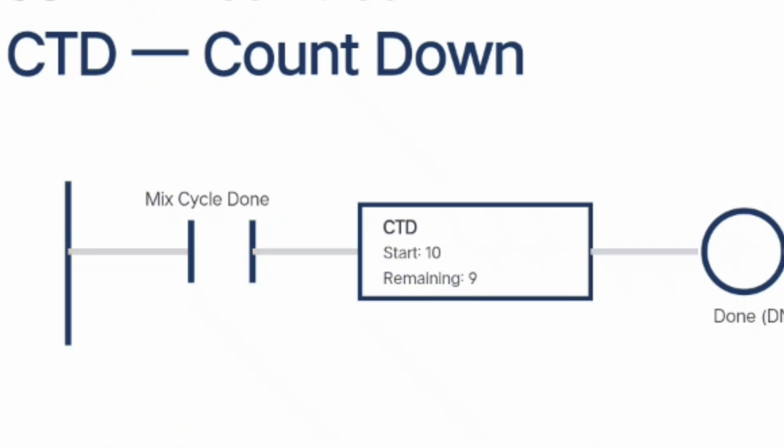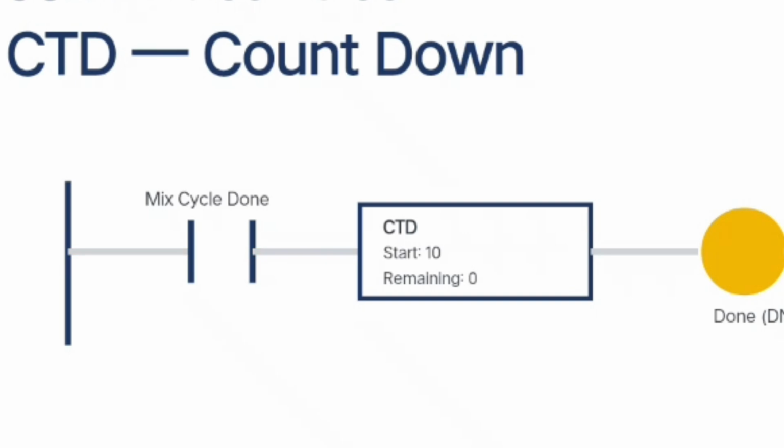CTD, countdown, works in reverse. Each pulse decreases the accumulated value by 1 instead of increasing it. You'll see this used for things like tracking remaining cycles in a countdown, say, a batch mixer that needs exactly 10 mix cycles, and you want the display counting down, 9, 8, 7, so the operator can see how many are left.